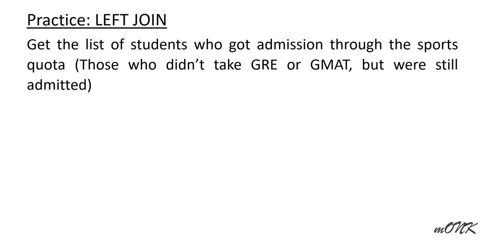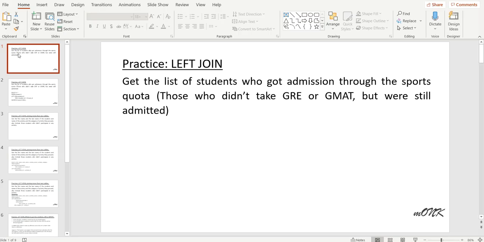So the first question is, get the list of students who got admission through the sports quota. By sports quota we mean these students didn't take the entrance exam, like GRE or GMAT, but were still admitted. So the student information we can get from the student table, but to get the entrance information we shall have to look at the entrance table.